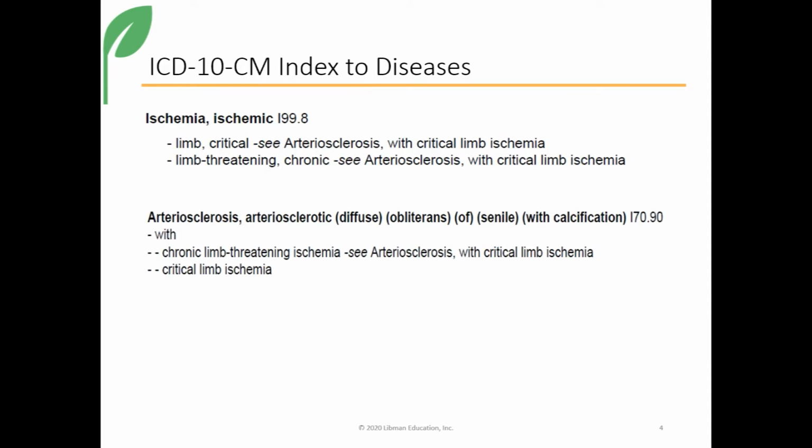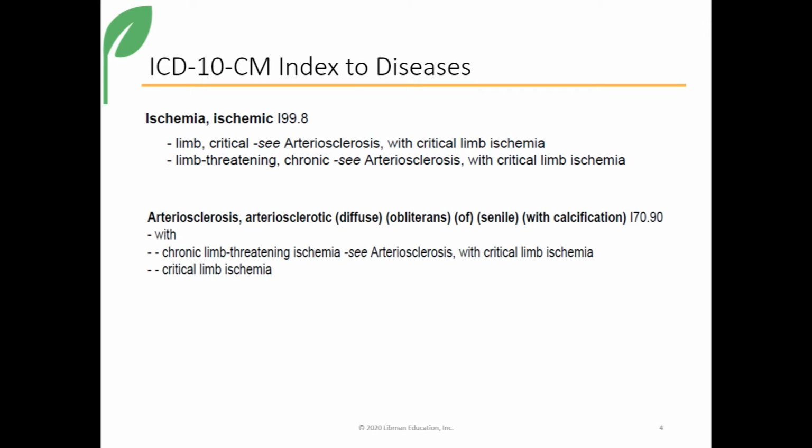In the ICD-10-CM index to diseases, under the main term ischemia, we have two subterms, limb, critical, directing us to see the main term arteriosclerosis with critical limb ischemia, and another subterm, limb, threatening, chronic, also instructing us to see arteriosclerosis with critical limb ischemia.